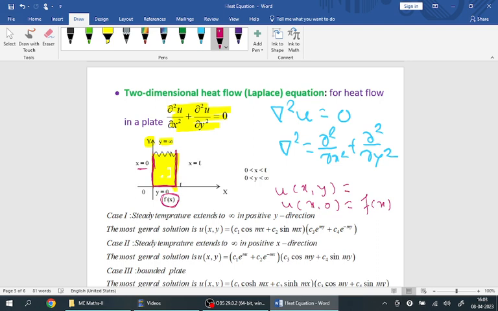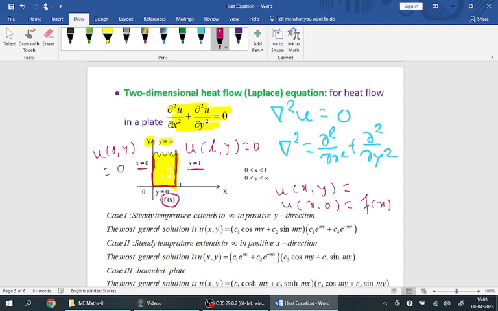That means on this boundary some temperature is given as f(x), but on the other two boundaries the temperature is zero, meaning u(L,y) is 0. Same thing, u(0,y) is also 0. So this boundary is kept at 0 temperature, the other boundary is also kept at 0 temperature, and the third boundary is kept at f(x). And now we have to solve this problem.